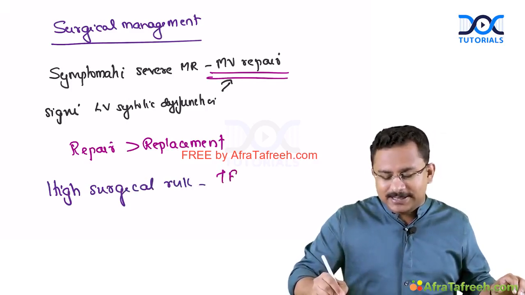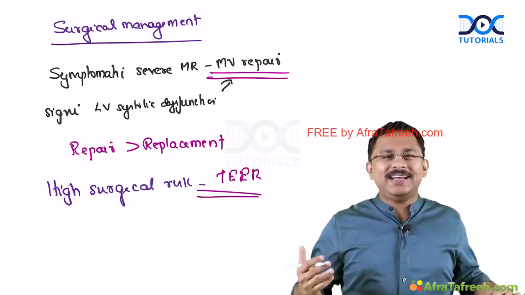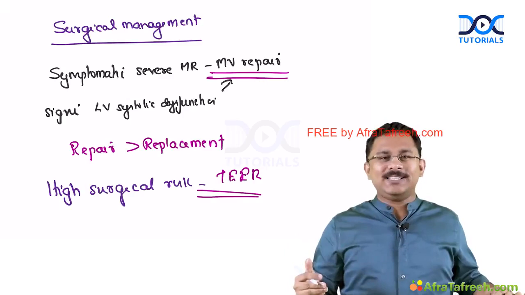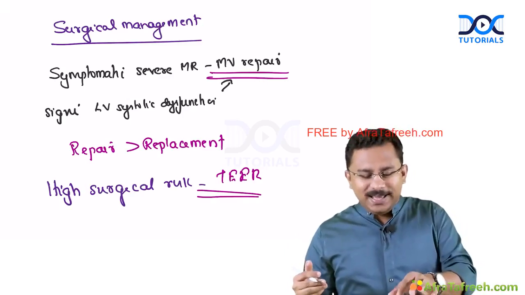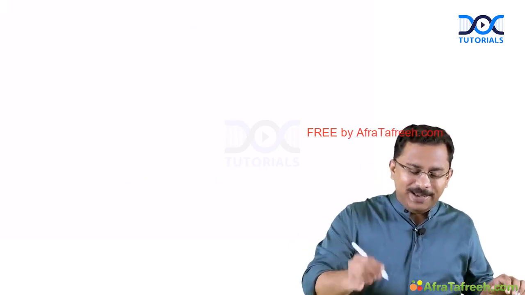I have already discussed this before. It is called TEER, that is a transcatheter edge-to-edge repair. That is the one that is preferred. So these are the important points about mitral valve prolapse.